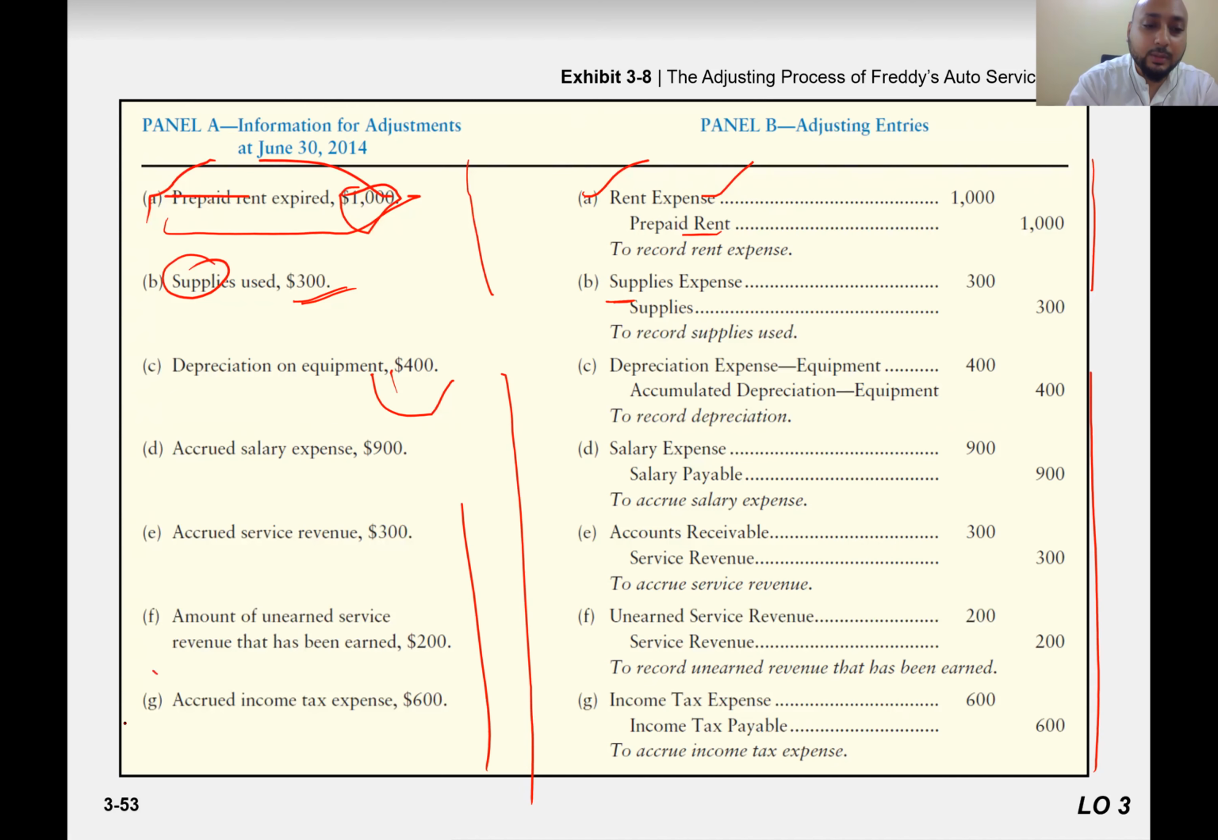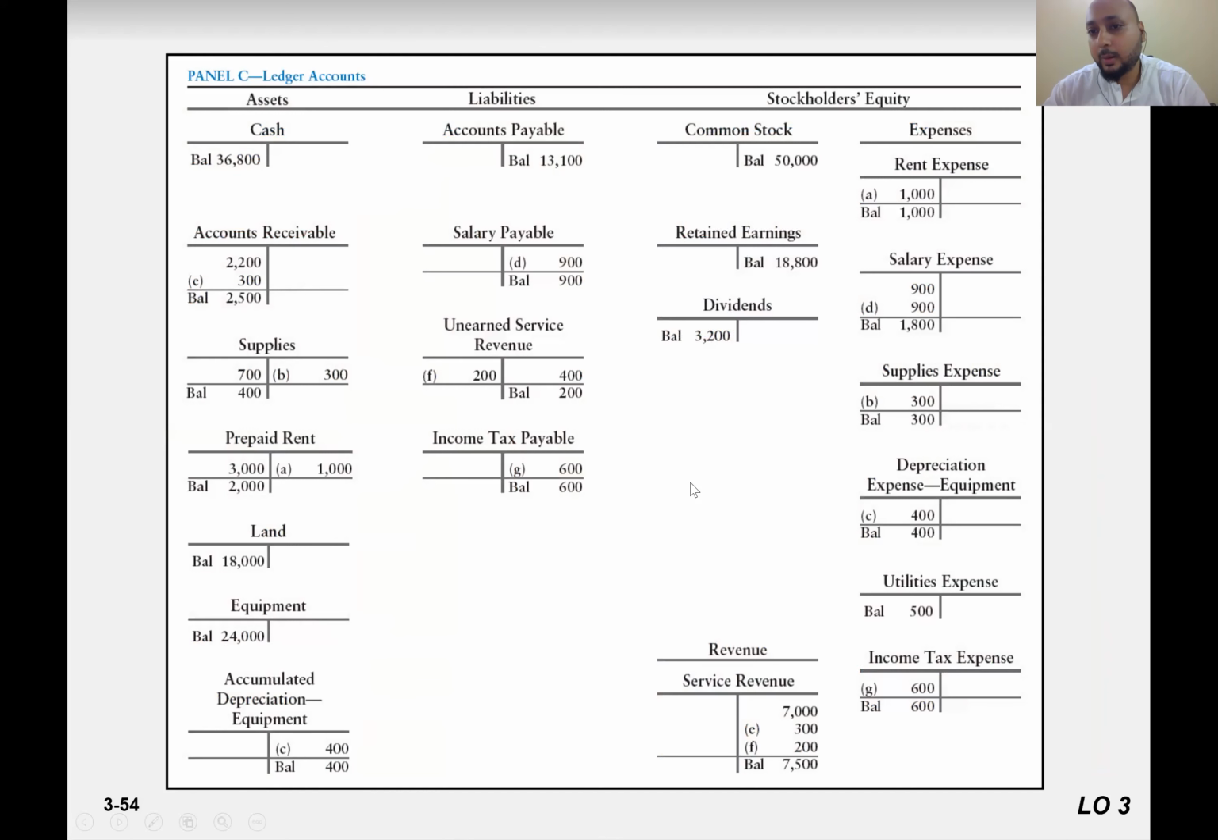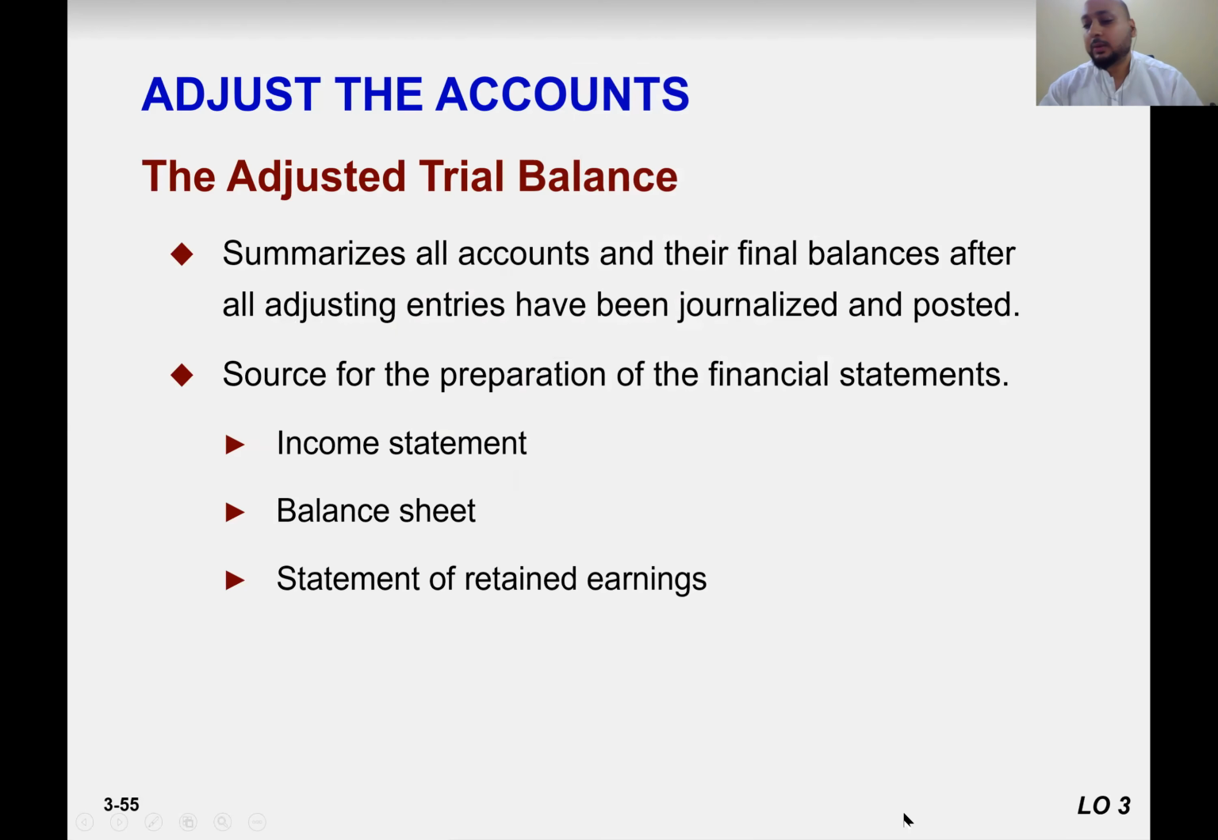Similarly, I'm jumping to the last one, which is accrued income tax expense of 600. Income tax happened, and we create a payable. Then we transfer those adjusting entries and post them into their relevant accounts. You see here, the relevant expense account is open. Because prepaid rent expires 1,000, so 1,000 comes here. And at the end, you balance out to find the balance.